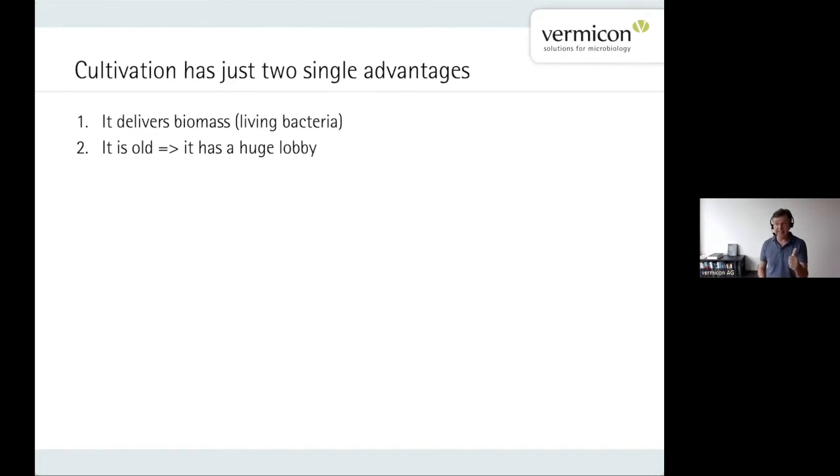The first, yes, that's great. It delivers biomass. It delivers living bacteria. They grow on a dish or on a media. You can do what you want to do with these bacteria. And the other advantage is it is old. It has a huge lobby.